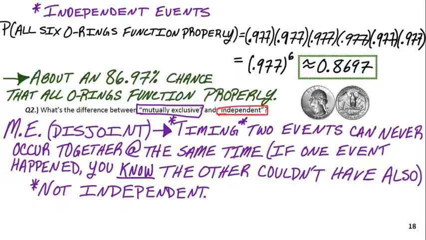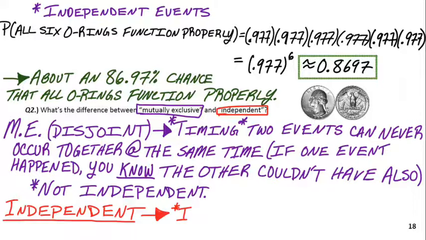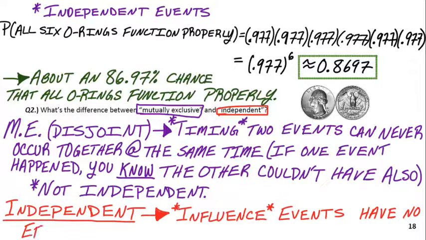Okay, so in red, let's talk about what it means to be independent events. And I like to think about influence in this case. Like the two events don't influence each other, and further, they don't provide any knowledge about one another. So events have no effect on each other. But they can definitely occur at the same time.